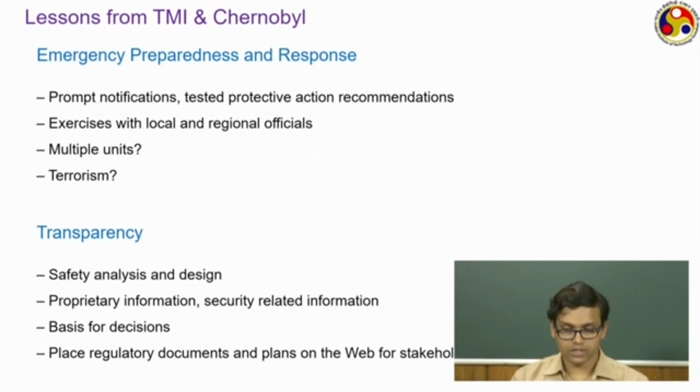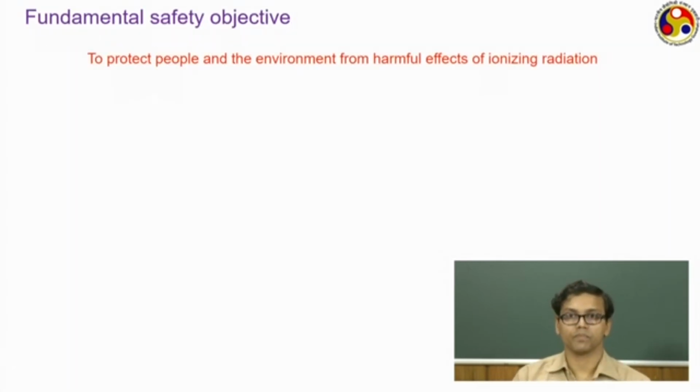So, with all these lessons, now we finally come to the safety objective. The fundamental safety objective of nuclear power generation is to protect people and the environment from harmful effects of ionizing radiation. This is the paramount objective that any nuclear plant designer should keep in mind. No way should the effect of ionizing radiation reach human beings and the environment.